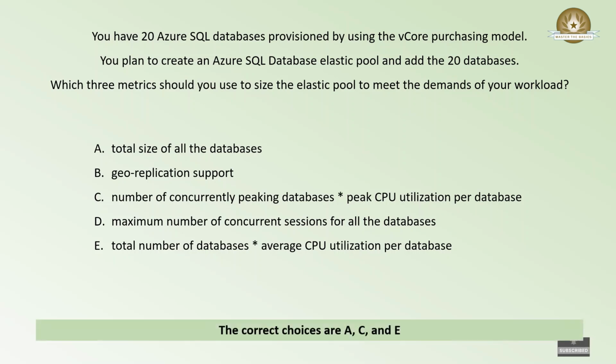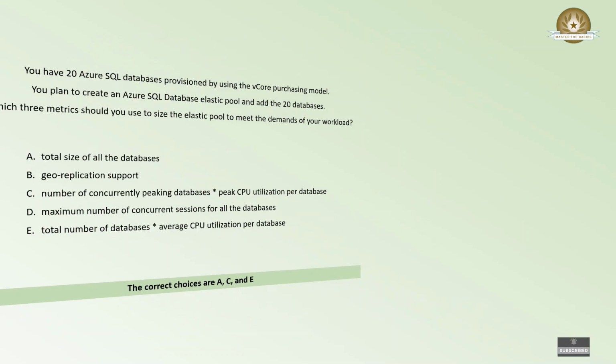The correct choices are A, C, and D. A. Total size of all the databases. C. Number of concurrently peaking databases. Peak CPU utilization per database. E. Total number of databases. Average CPU utilization per database.